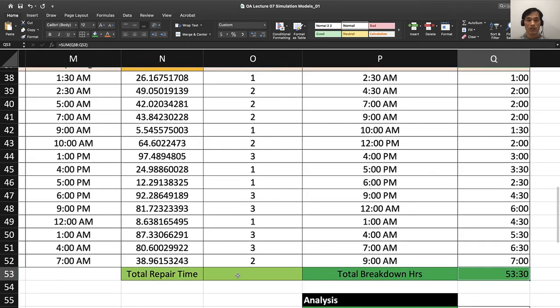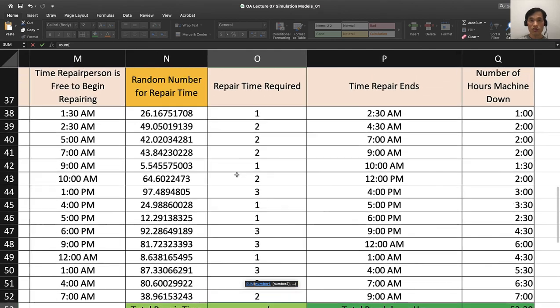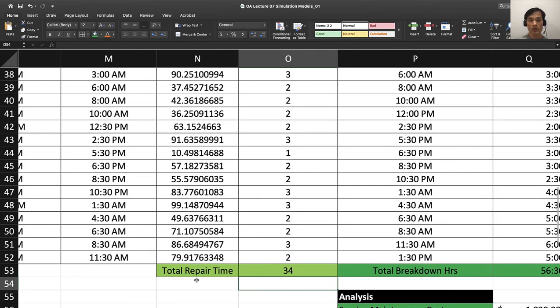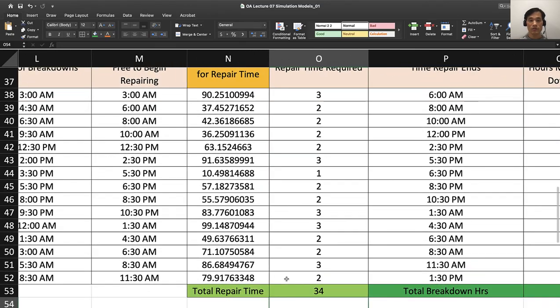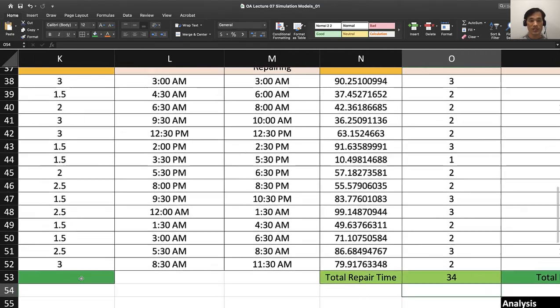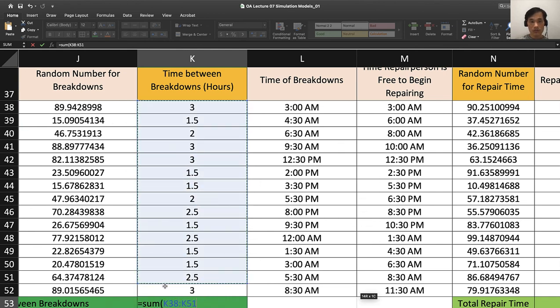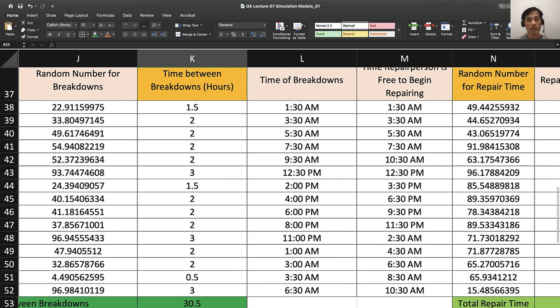So click on OK, and then you have 53 hours and 30 minutes of total breakdowns. And total repair time is just number, so you can use sum function. And 34 hours of repair time you have spent for 15 breakdowns. And the time between breakdowns, if you add them up, so time between breakdowns was about 30 hours and 50 minutes. That's what you can find.